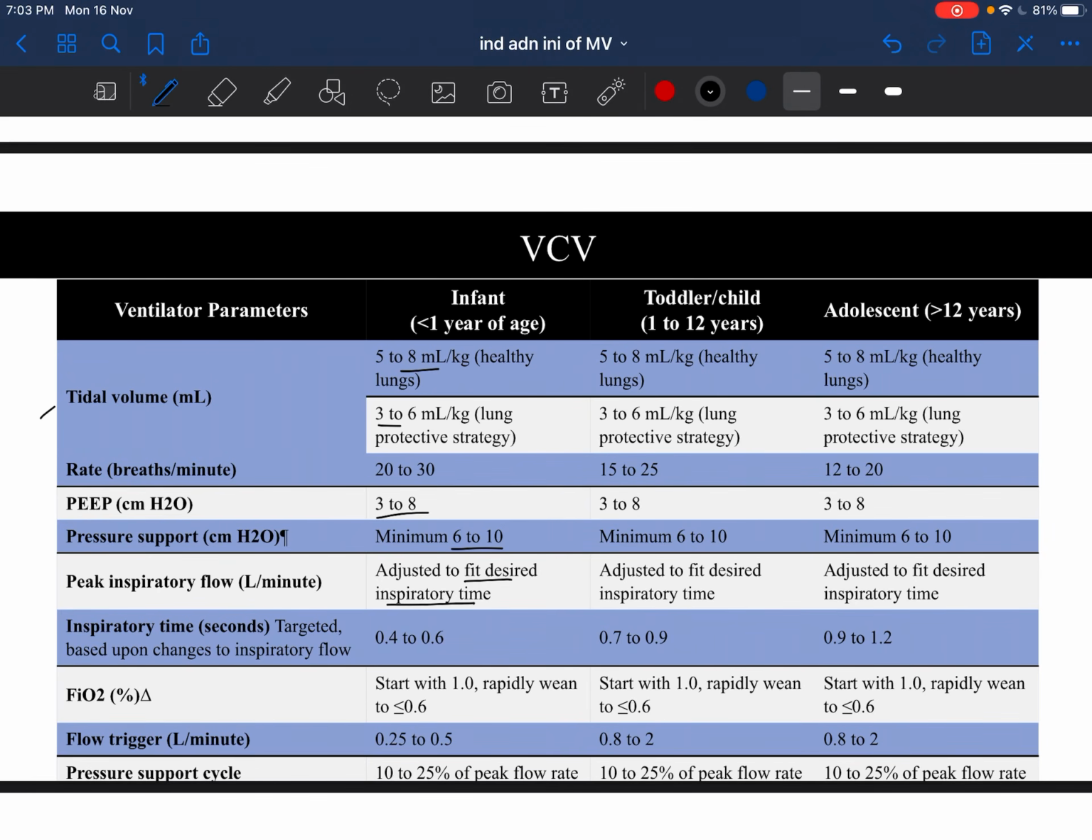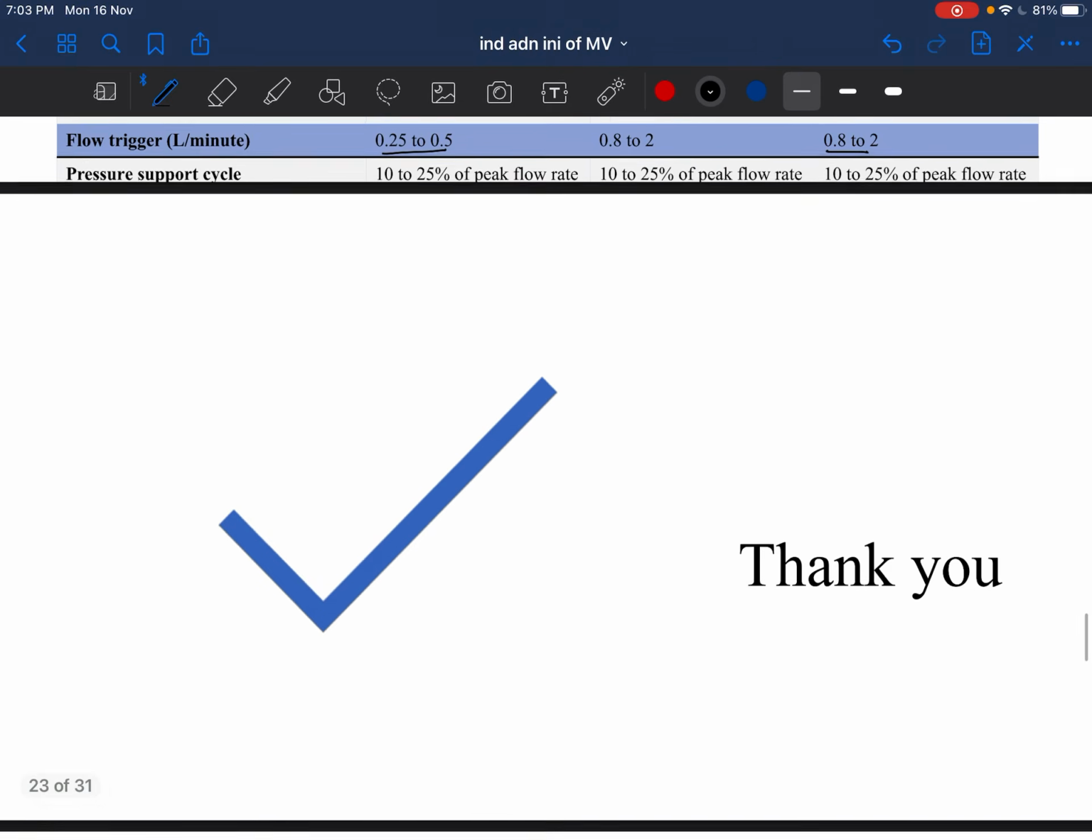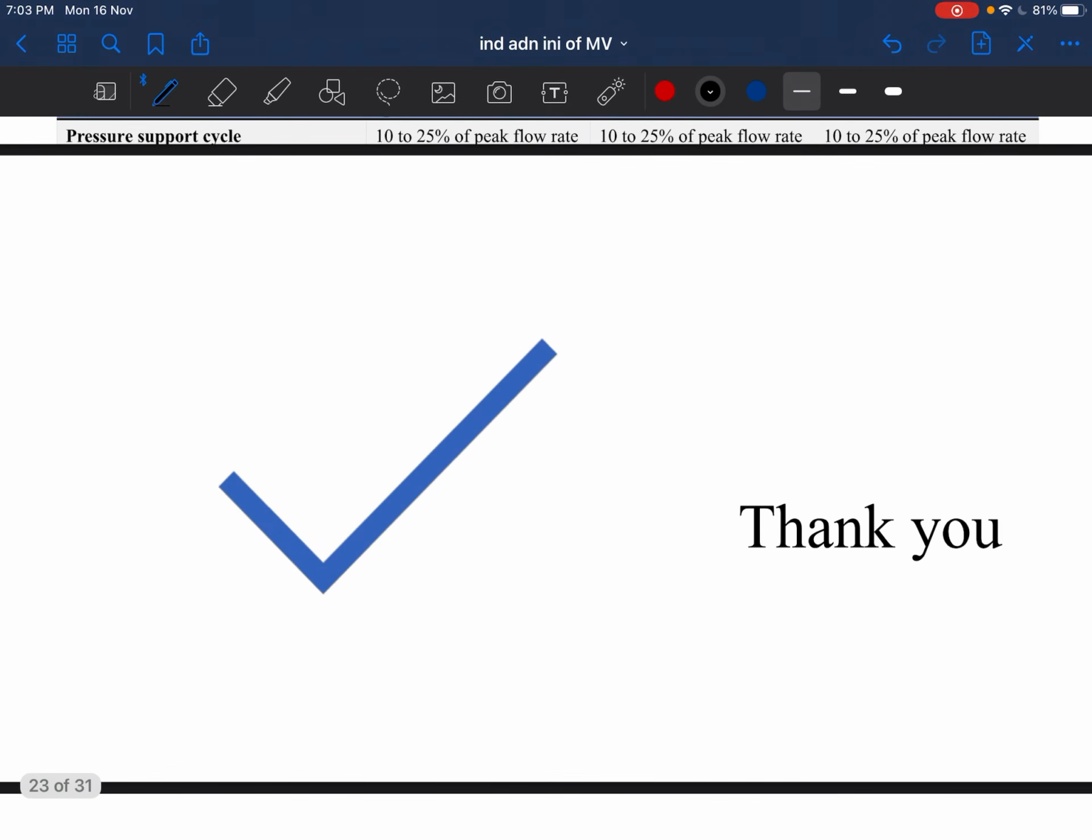And your inspiratory time increases as the age increases. FiO2 you will start at some point but then rapidly wean so that your target SpO2 and PaO2 are maintained. Flow trigger 0.25 to 0.5 in young child, and higher triggers can be kept for older children. I think that's it about your indications and initiation of ventilation.